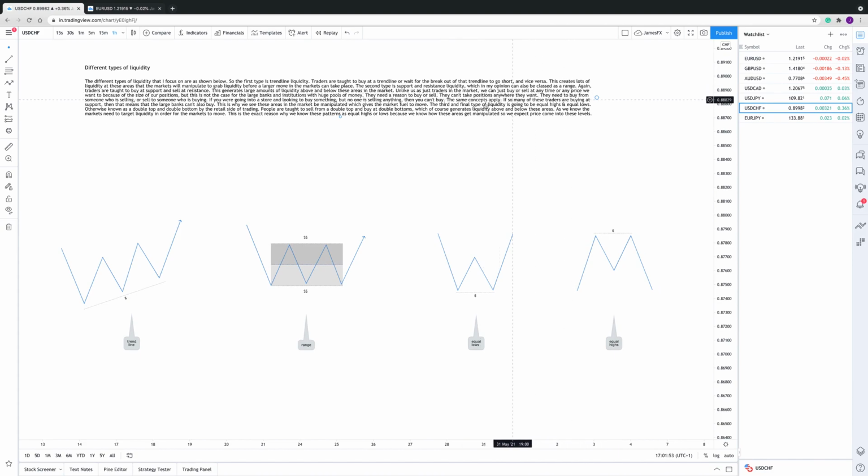Again, traders are taught to buy at support. If we look at this diagram here, we have price come down, up, up. So it is a range, but this is also a form of resistance and support, because you can see price has respected it once, twice, three times. So we have buyers down here and traders looking to sell up here. Again, this generates large amounts of liquidity above resistance and below support.